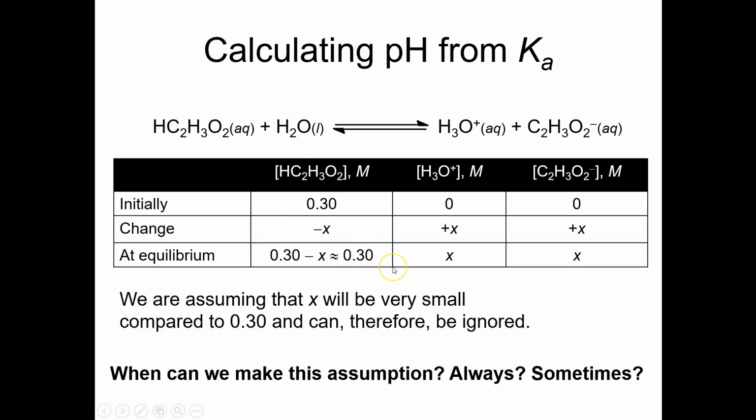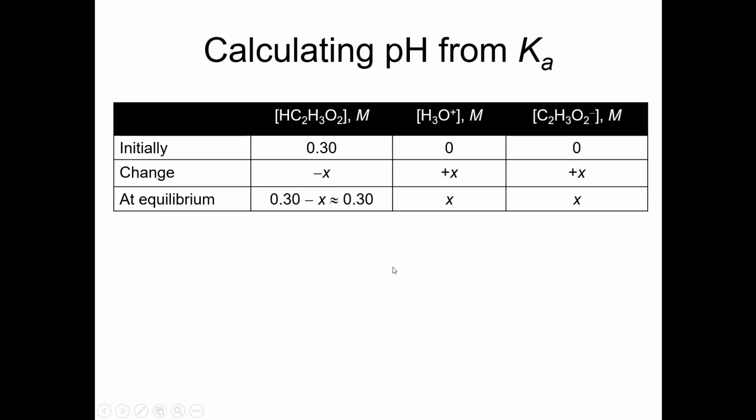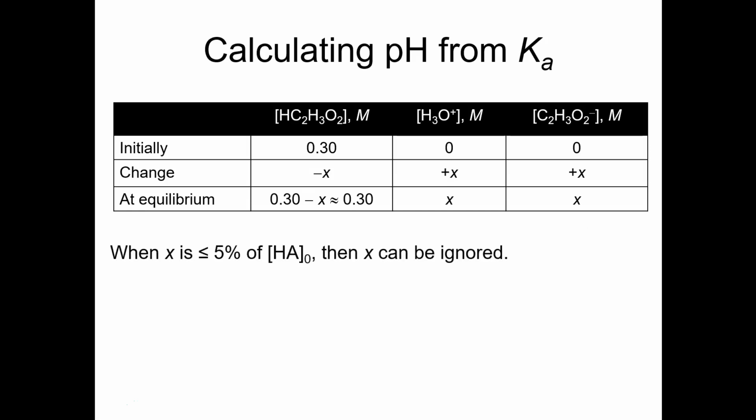Or can we only do it sometimes? Well, it turns out that the answer is that if x winds up being less than or equal to 5% of the original concentration of the weak acid, then we can ignore x. And if you do this calculation, you'll find in this case that x is much less than 5% of 0.3. And so we wound up being justified in making that assumption.